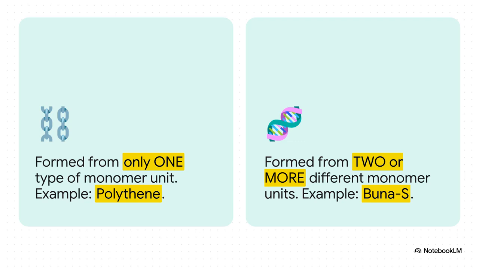Now, another way we can classify polymers is by the kind of monomers they're made from. It's pretty straightforward. If you use only one type of monomer, let's say a necklace made of only red beads, you get a homopolymer. Polythene is a classic example. But if you mix it up and use two or more different monomers, like a necklace of red and blue beads, you get a copolymer, like Buna S.